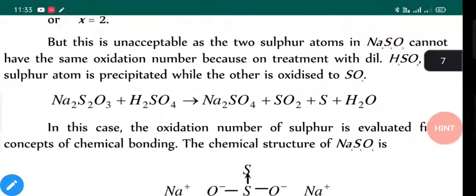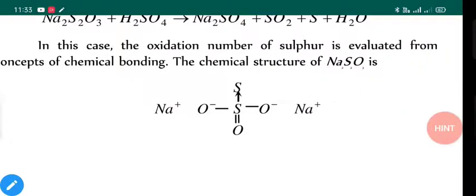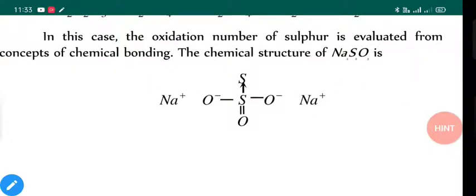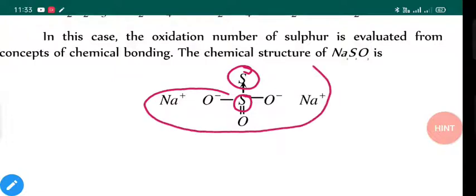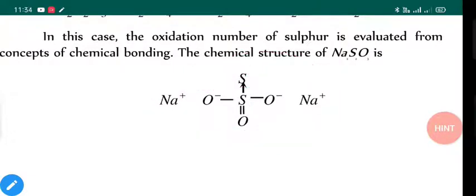So that's why we have to develop a structure, and the structure is evaluated from the concept of chemical bonding, and here we have the structure. As we can see in this structure, we have two different types of sulfur. One sulfur acts as the central sulfur atom and the second one is coordinate covalent bonded. We have a central sulfur which is combined with all of the other elements. In this case, the coordinate covalent bond is between the same type of atom.